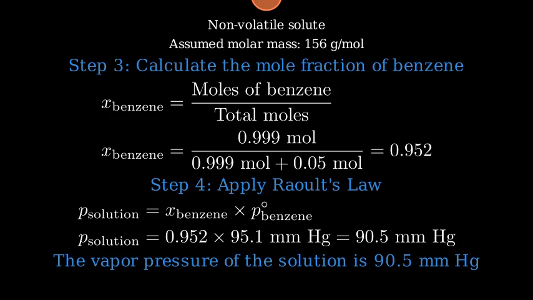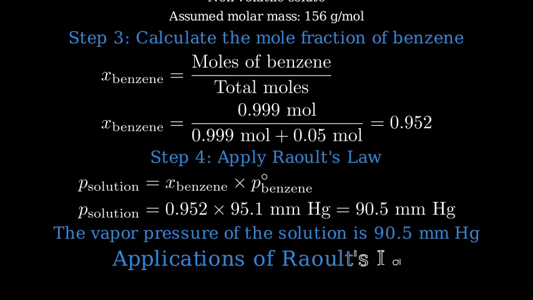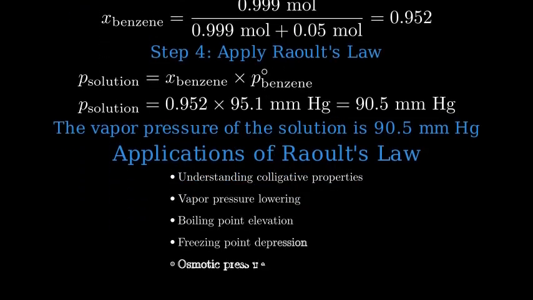Raoult's law has several important applications in chemistry. First, it helps us understand colligative properties, which depend on the concentration of solute particles rather than their identity. These include vapor pressure lowering, boiling point elevation, freezing point depression, and osmotic pressure.